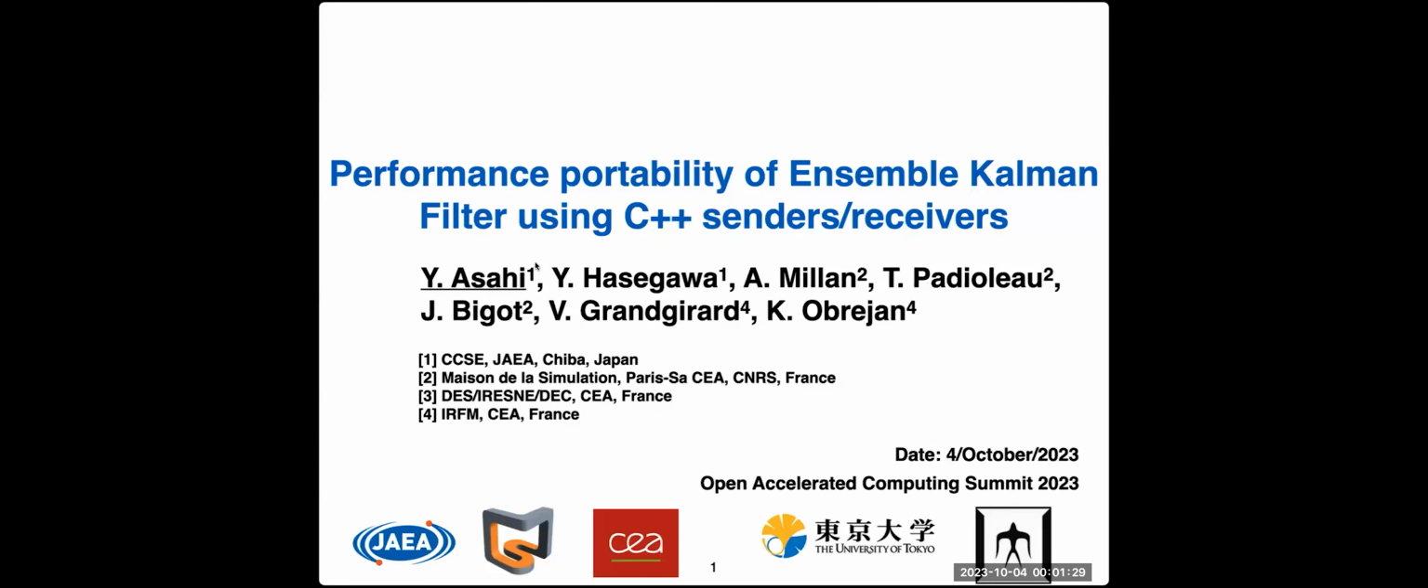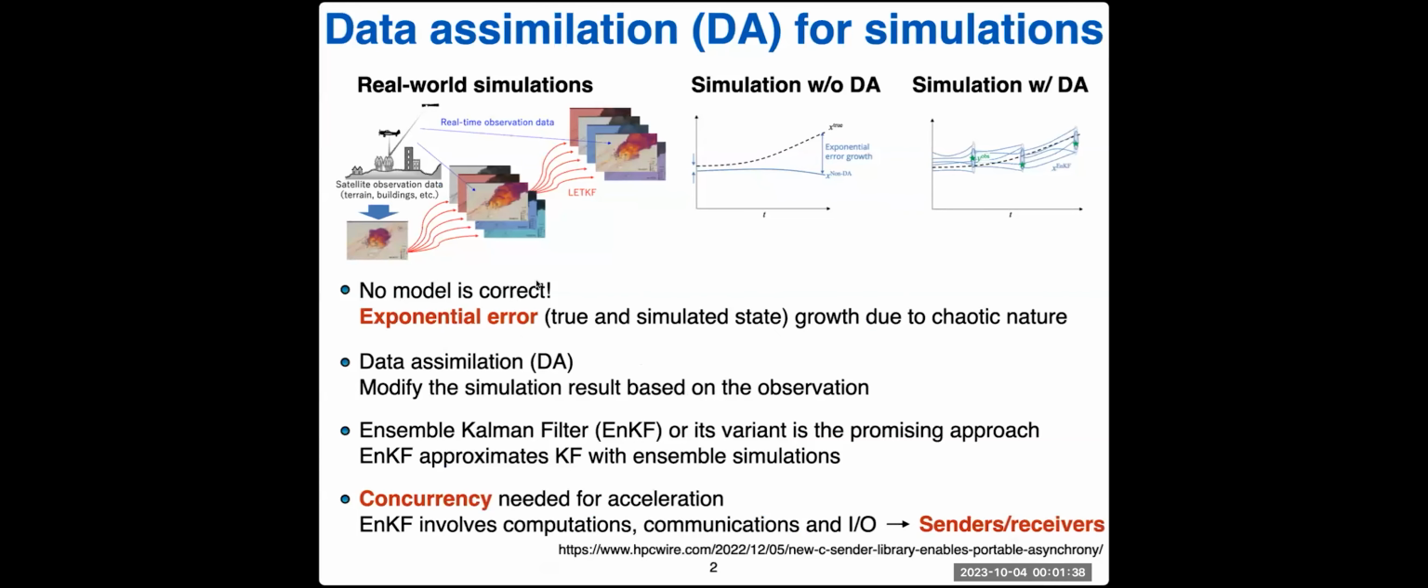Today I'd talk about this subject. Firstly, I'd like to explain why data simulation is needed. The point is that the null model is correct. The error grows exponentially due to the chaotic nature of the real world, and without data simulation, the error grows exponentially accordingly. So data simulation aims to modify the simulation state based on the observation data in order to make the simulation follow the observation data.